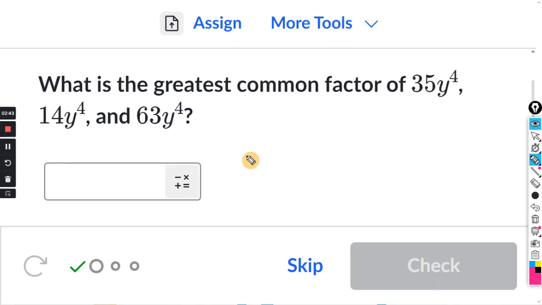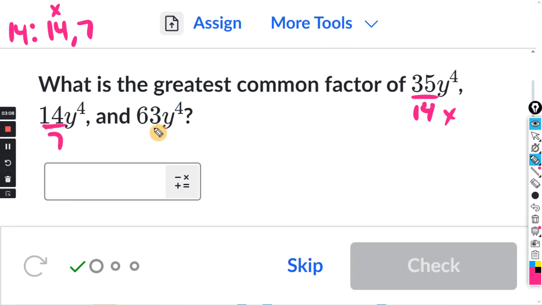Greatest common factor. Let's do the number first. The smallest number is 14. Can we do 35 divided by 14 without getting a remainder? No, that does not work. So what are my factors for 14? Well, the largest one is 14. That one doesn't work. The next one down would be a 7. Let's try 7.